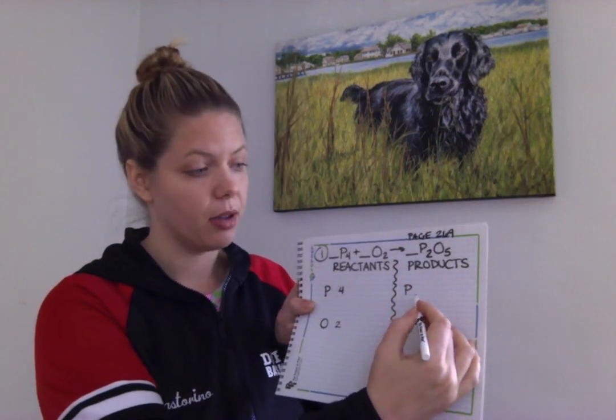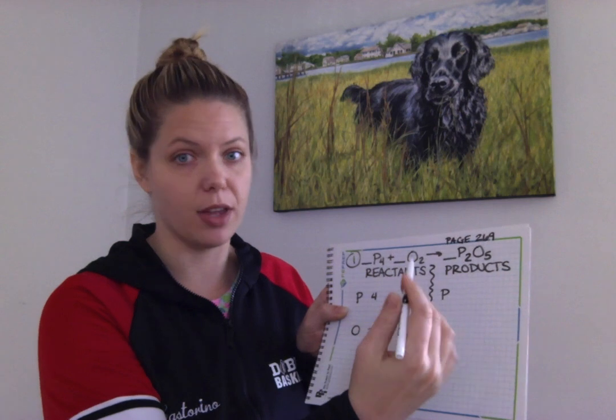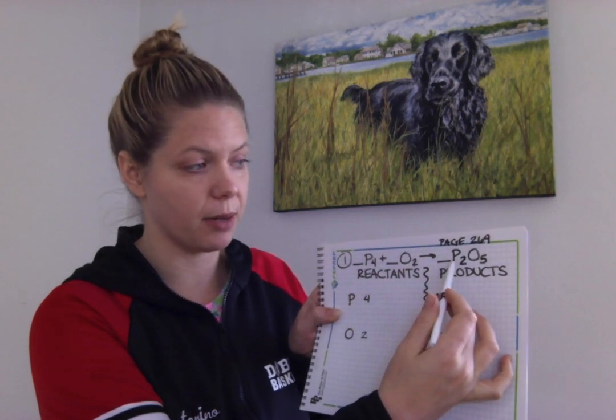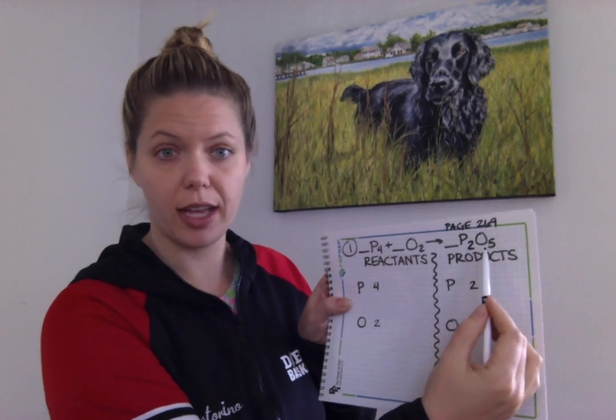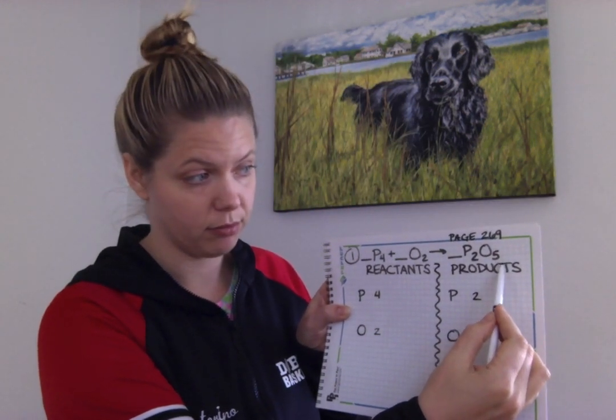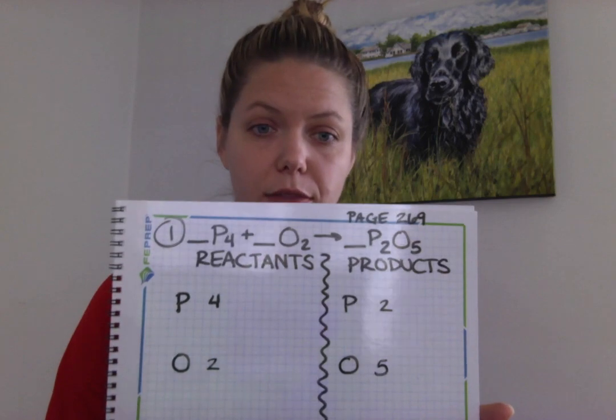The next step is our product side. Same thing. Count them up. How many phosphorus atoms do we have? 2. How many oxygen atoms do we have? Look at that subscript. 5. So this is our first step.